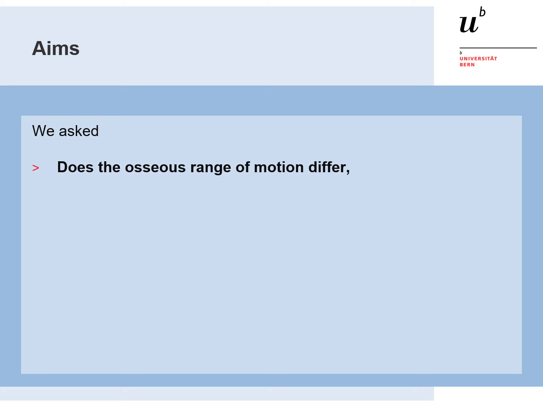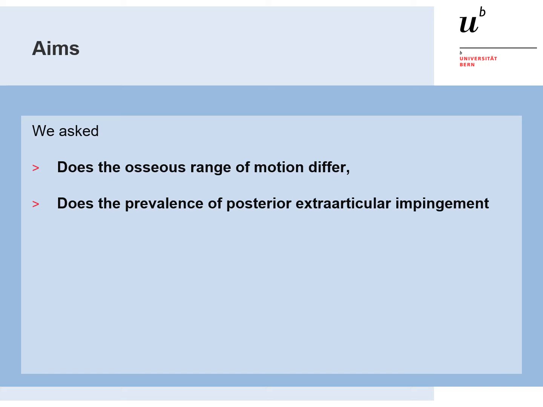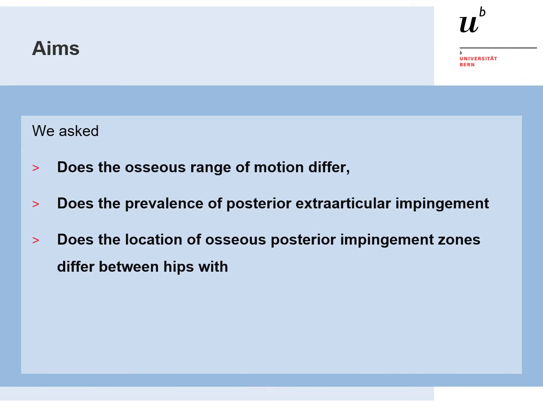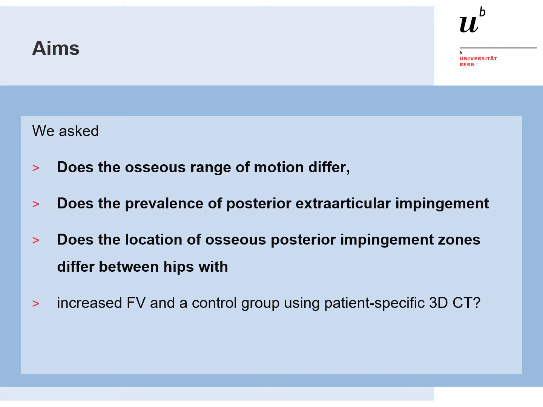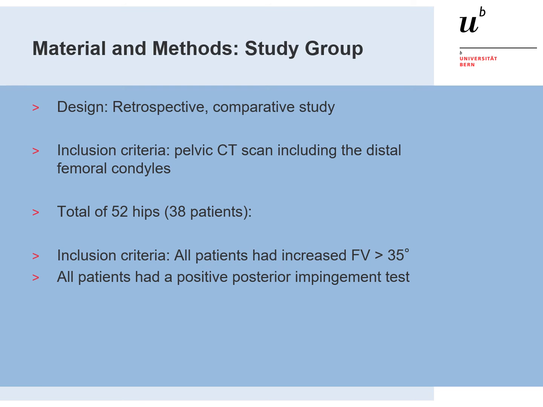And we asked: what is the range of motion, what is the prevalence of posterior extraarticular hip impingement, and does the location of the posterior impingement zones differ between hips with increased femoral version and the control group? It was a retrospective comparative study including 52 hips. They all had increased femoral version above 35 degrees and the positive posterior impingement test.